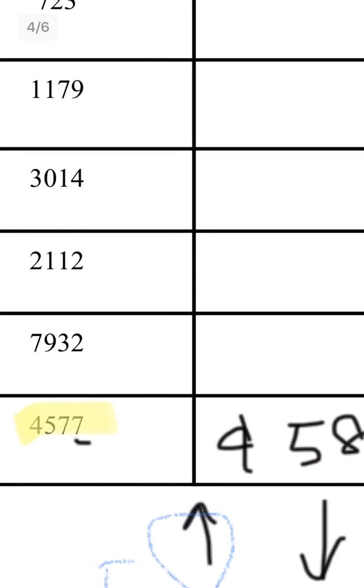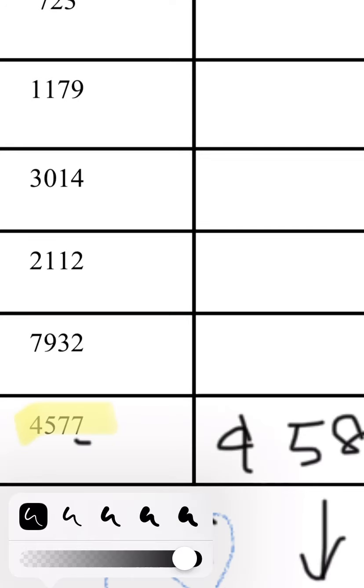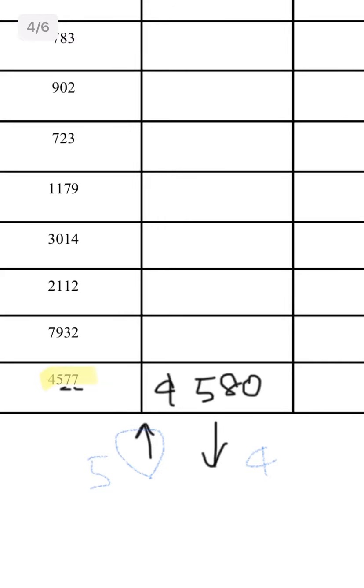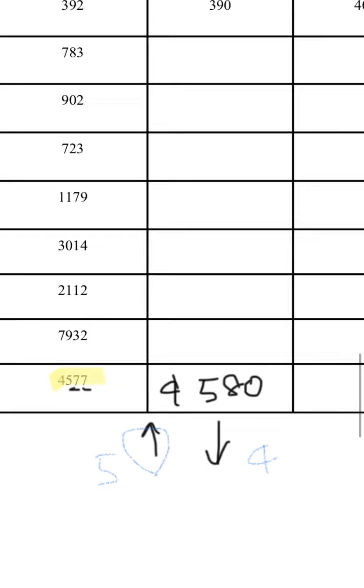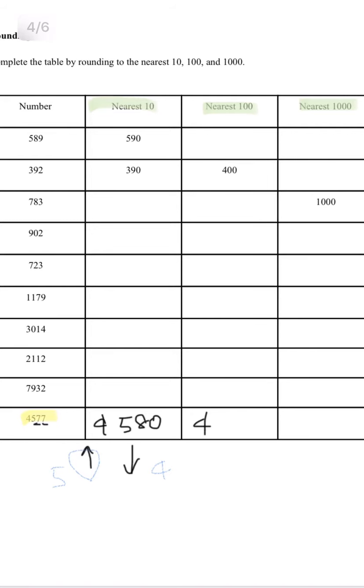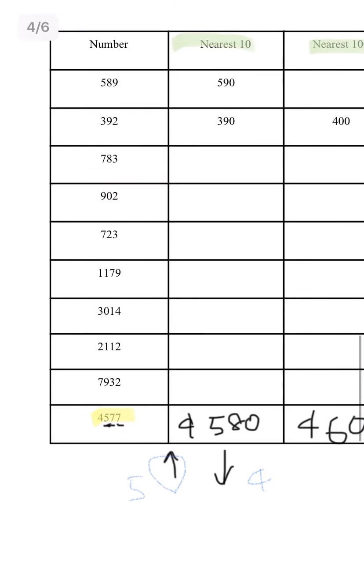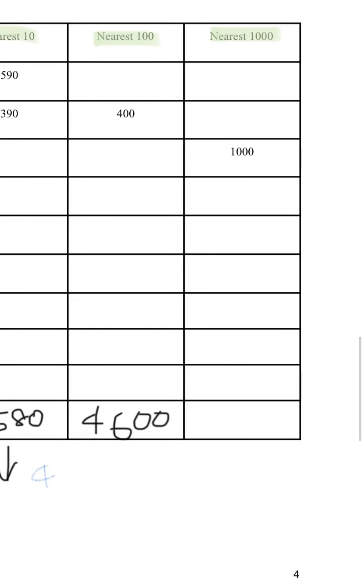Okay. Next, rounding to the nearest hundreds. So what do we look at? We look at the tens value. Well, the tens value is again 7, which is larger than 5. So then we round up. So it becomes 4,600. Okay, how about lastly, nearest thousands? Well, we look at the hundreds. It's 5, so we round it up. And it becomes 5,000.